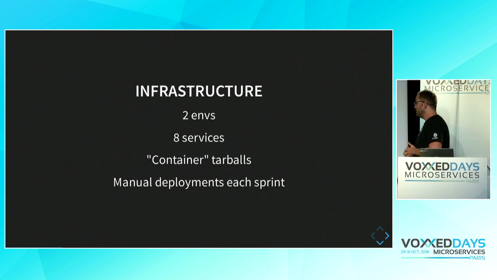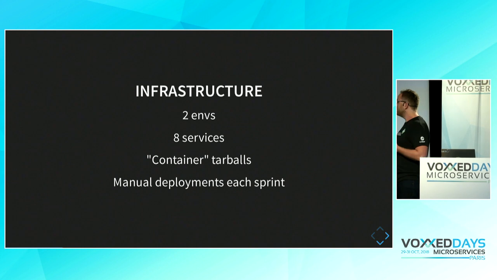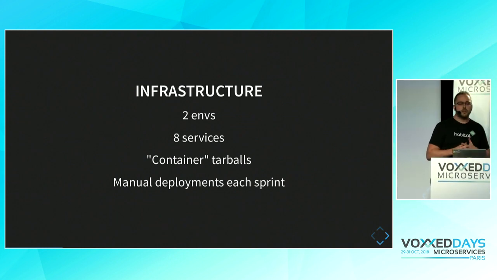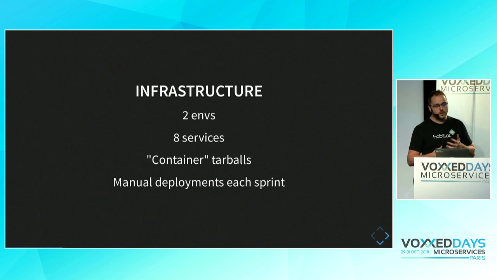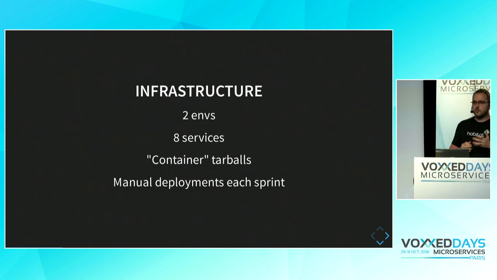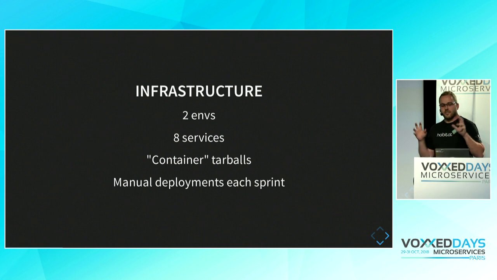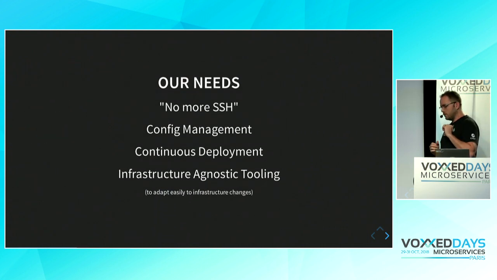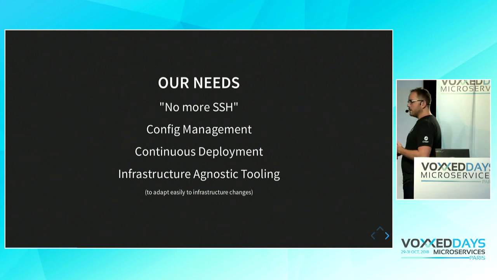Simple means that we had only 2 environments, one for pre-production and one for production. On each environment, we had like 8 services running. The way we deployed them was using what I call container tarballs, not because it's trendy, but because it actually contains everything that the application needs to be running. We deployed these tarballs every end of the sprint, so every 2 weeks.